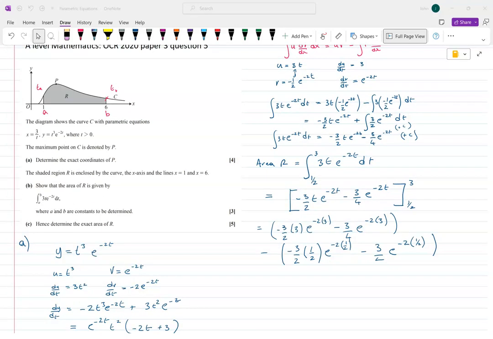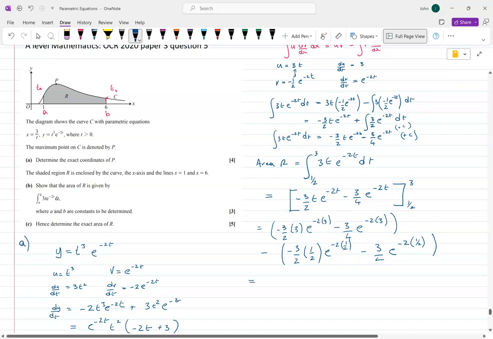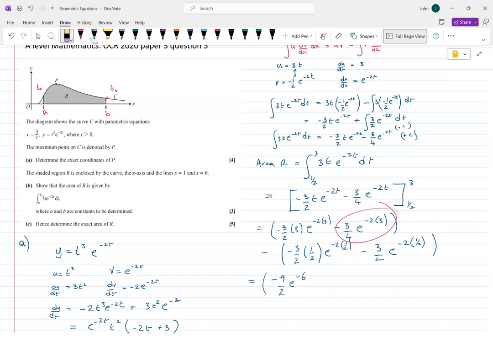Right, so I'm just going to do these individual bits. So this bit here will come to minus 9/2 e to the minus 6. And this bit here, that's obviously the 3/4 is already simplified. So we've got that minus 3/4 e to the minus 6.